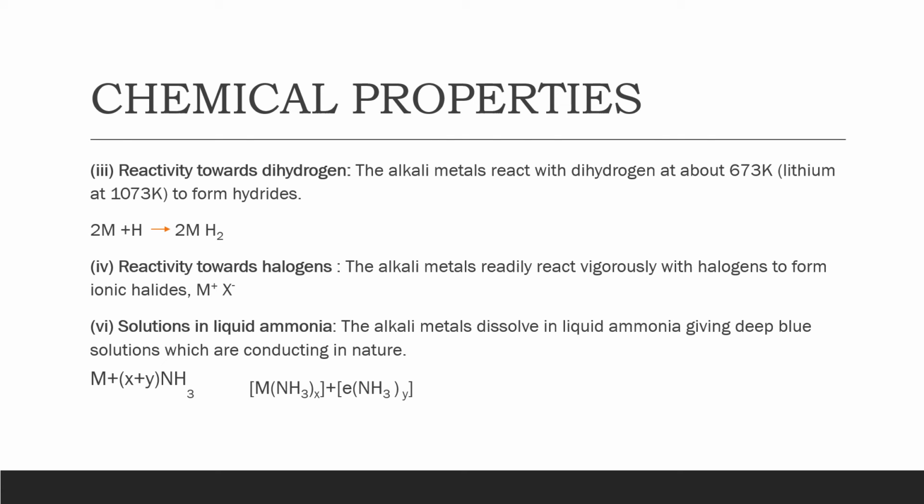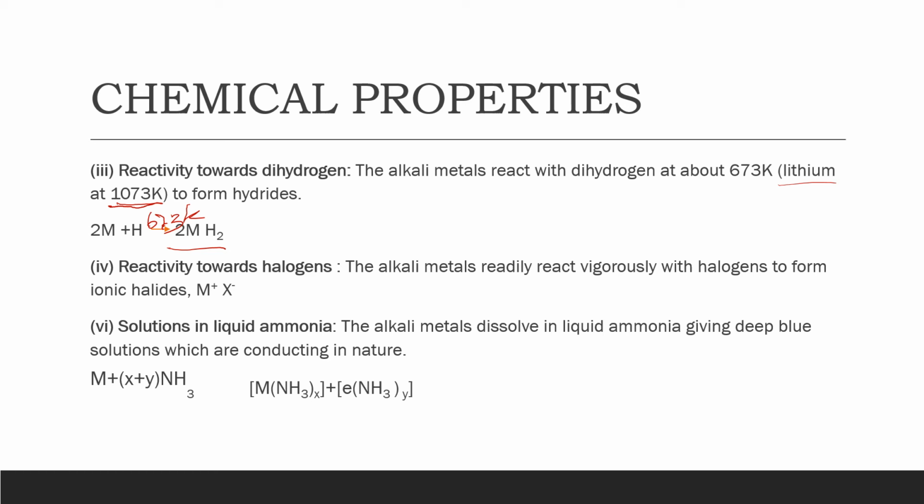Next is reactivity towards dihydrogen. The alkali metals react with dihydrogen at about 673 Kelvin, and lithium at 1073 Kelvin, to form hydrides. Whenever these alkali metals react with dihydrogen, they form MH, where M is again the alkali metal. For that they need a temperature of at least 673 Kelvin. The exception is lithium, because it only forms a hydride at 1073 Kelvin.